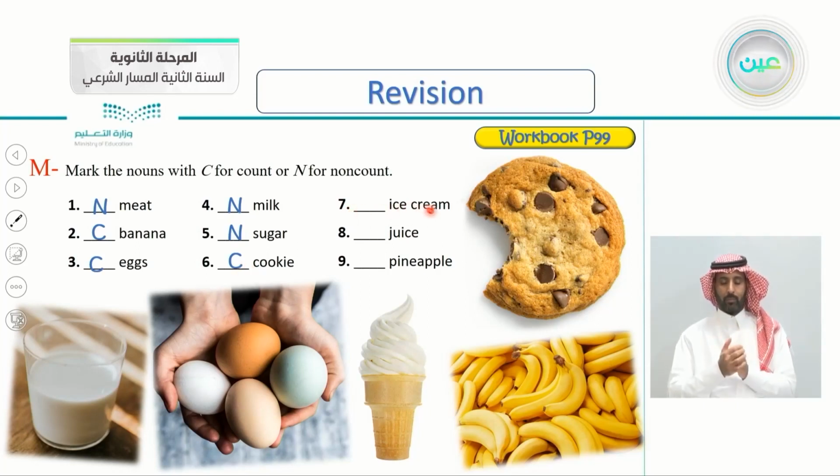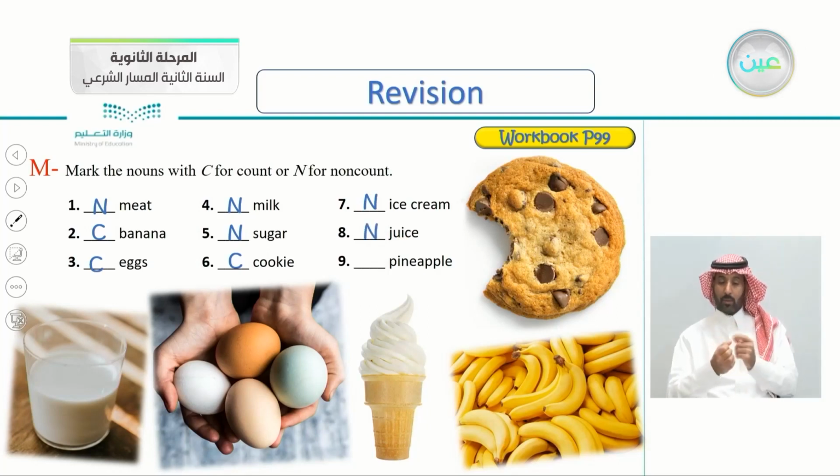What about the ice cream? Ice cream is non-count, of course. You can't say 2 ice creams. You say maybe 1 cone of ice cream, 2 cones. You just count the thing that the ice cream is in. 1 cone or 1 bowl of ice cream, but not the ice cream itself. You can't count it.